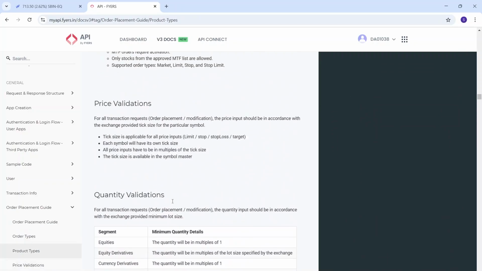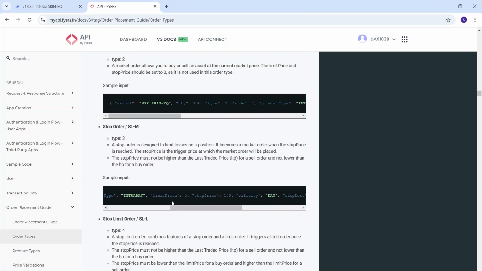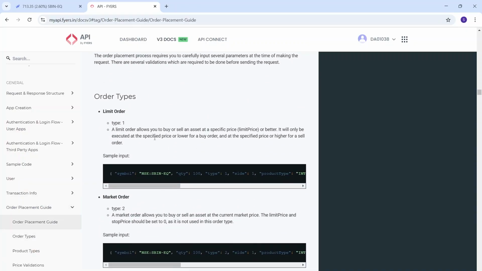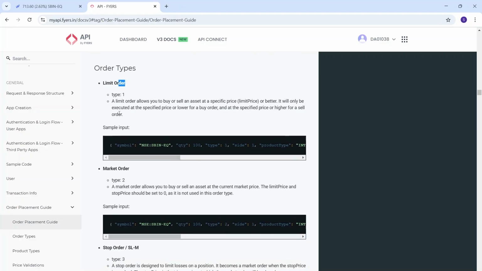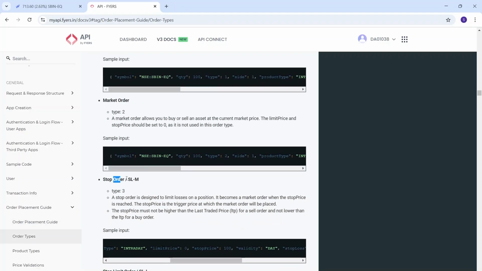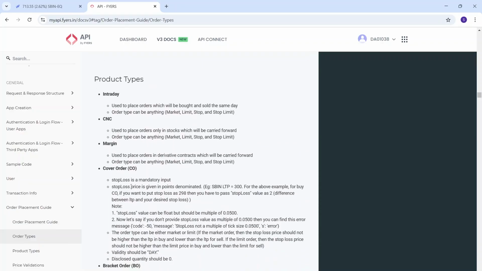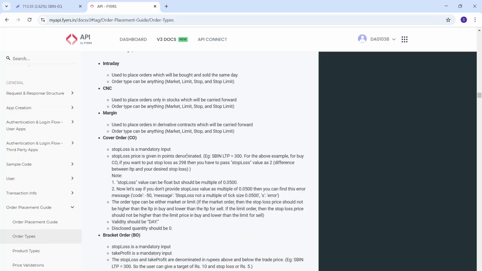Let's quickly go up now, and here you will find more details of what I've just mentioned. What is a limit order? What is a market order? What is a stop loss market order? What is a stop loss limit order? And what are the different product types? In case you need more information, you can just scroll here and understand.